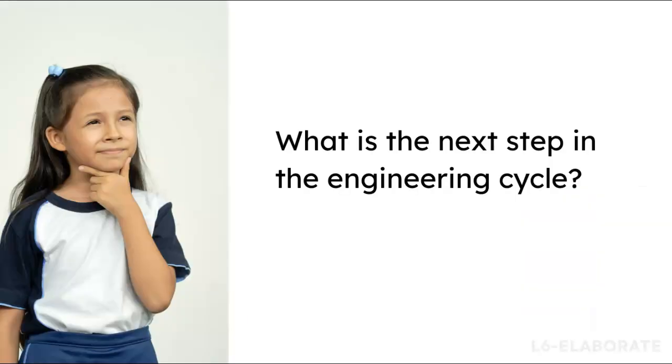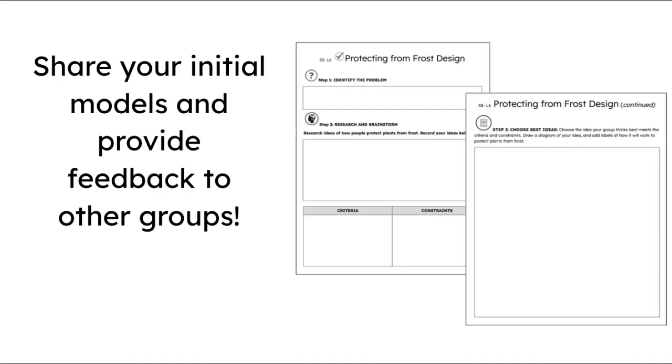For the Elaborate portion of the lesson, you'll ask students about the next step in the engineering cycle, which is choosing the best ideas. For the Evaluate portion, you'll have student groups share their initial models with each other and provide feedback using the criteria and constraints. As they provide feedback, you'll conduct a formative assessment over steps 1 through 3 of the engineering design cycle in the Protecting from Frost Design student journal page.